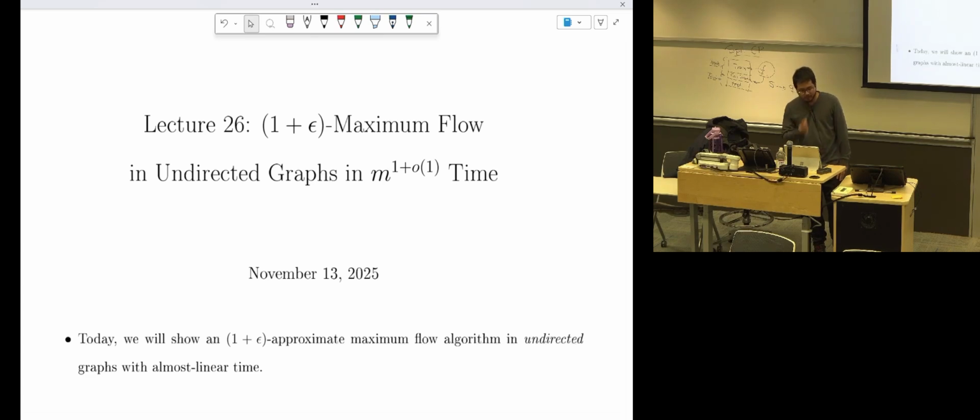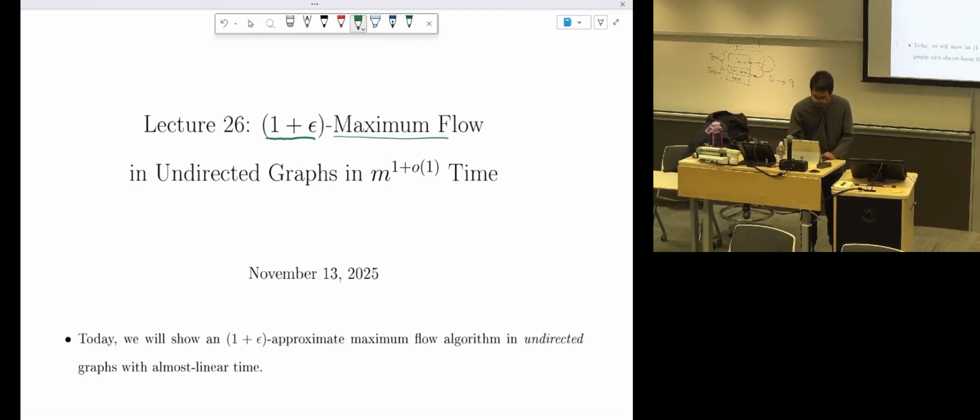Today we're gonna get to see the big breakthrough from like 10 years ago, but it's still really cool, and which is basically approximate max flow, but only in undirected graphs, but in almost linear time. Okay, and today we will not use push-relabel for once, but next week we will use it again.